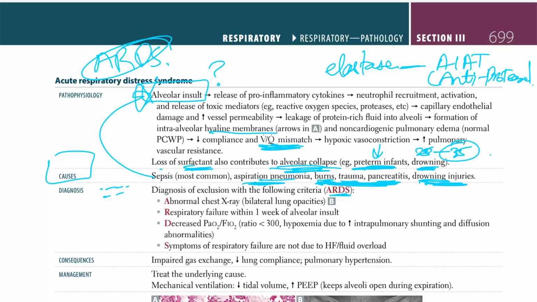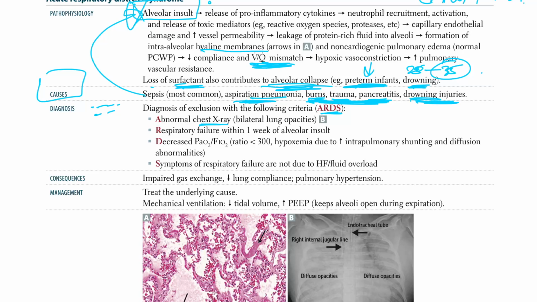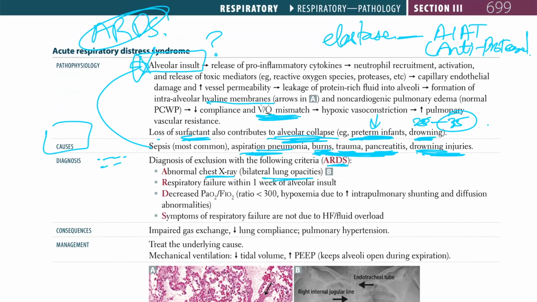criteria are. Well, the criteria here is abnormal chest x-ray. You will see abnormal chest x-ray in almost anything. Bilateral lung opacities, looking at picture B. So you have diffuse opacities bilaterally, bilateral lung opacities, abnormal chest x-ray. Yeah, that's there. What else? Respiratory failure within 1 week. Okay, important. Respiratory failure will occur within 1 week of that initial alveolar insult.